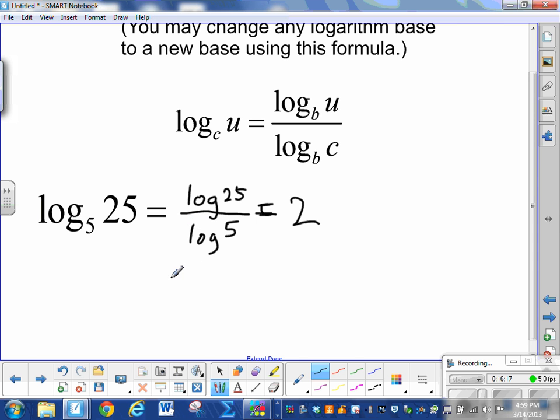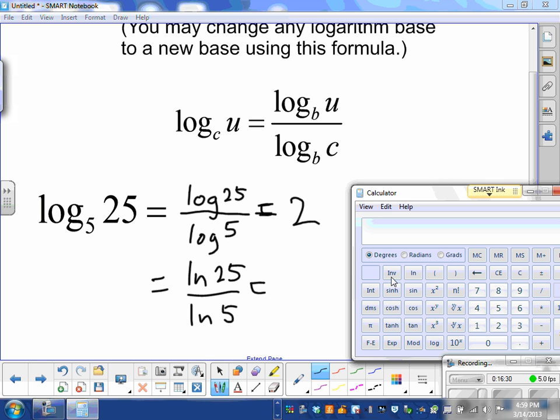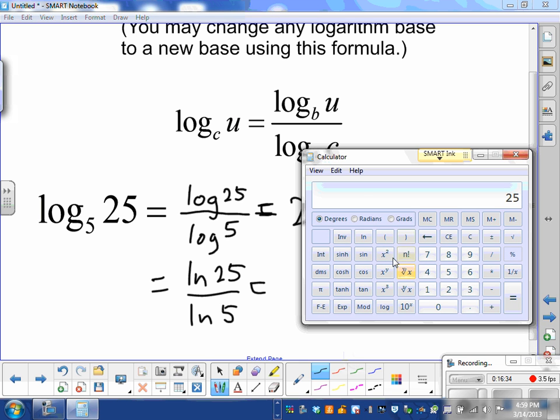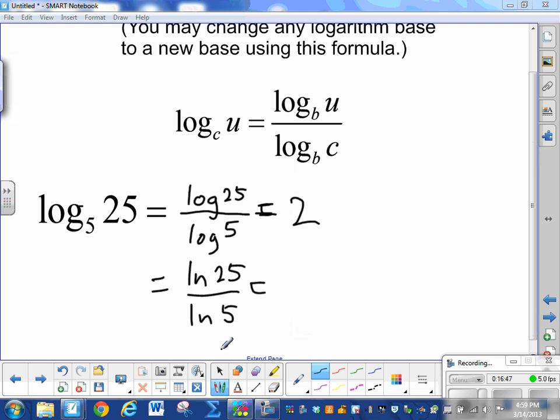Now it also works with ln, because remember ln is log base e. So ln of 25 over ln of 5 should actually be a 2 also. Let's make sure about that, just to prove it to you. So ln of 25 divided by ln of 5 is equal to 2 also. So that's how the change of base formula works.